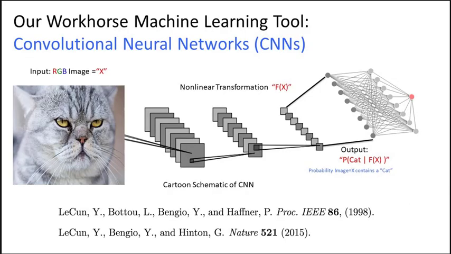So the workhorse tool that we're going to be using throughout is something called a convolutional neural network. You may have heard about this tool from pop culture, Wired magazines, Popular Mechanics. For those of you who haven't, it's really a nonlinear transformation tool, and convolutional neural networks are very good at processing images. And so what is an image to a computer?